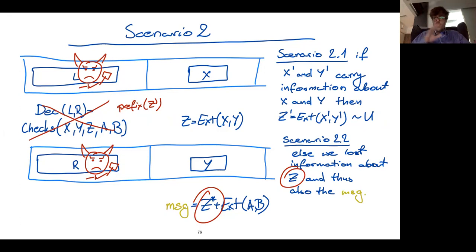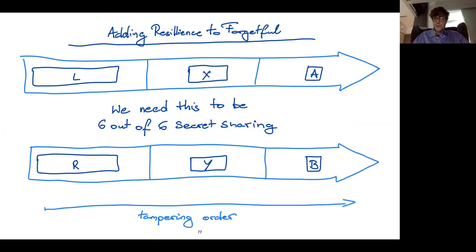And now, we only discussed look-ahead. We did not discuss the forgetful. So how to add the forgetful? Well, the whole idea of forgetful is if we lose one piece of the memory, then all the remaining pieces should not reveal the original message. And that's exactly 6 out of 6 secret sharing.